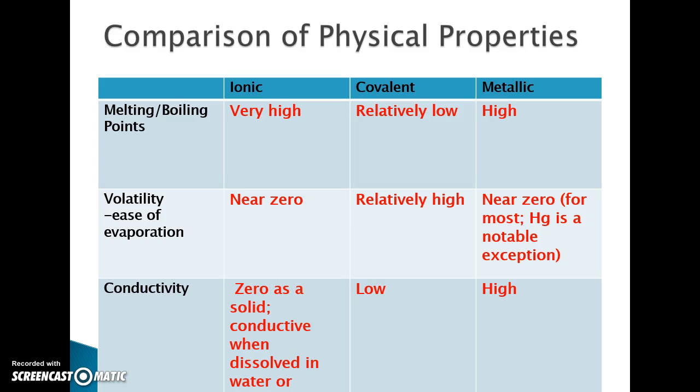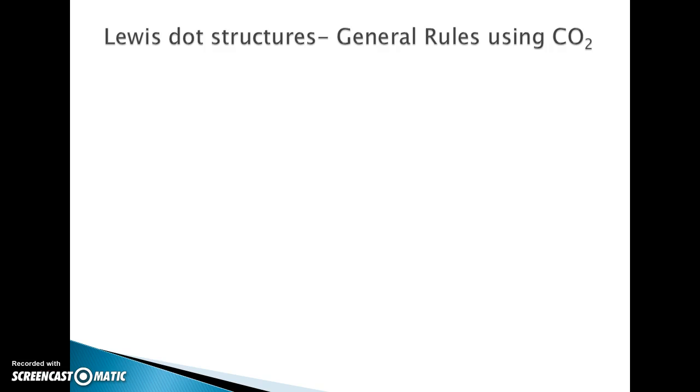Volatility refers to the ease with which something is evaporated. So for ionic compounds, it's near zero. For metallic compounds, it's also near zero for most, with mercury being a pretty notable exception, and covalent compounds are relatively high. As far as conductivity goes, metals are great conductors, and covalent compounds tend to be insulators. Ionic compounds have no conductivity as a solid because they're too brittle, but when they're dissolved in water or molten, they're very conductive.